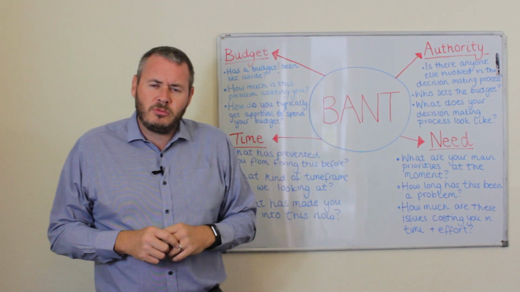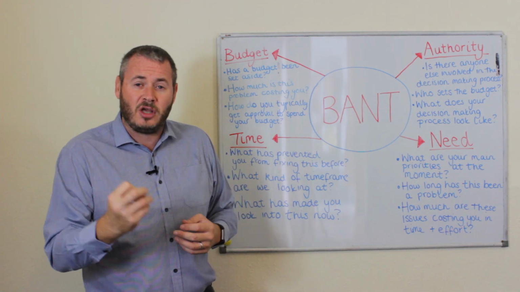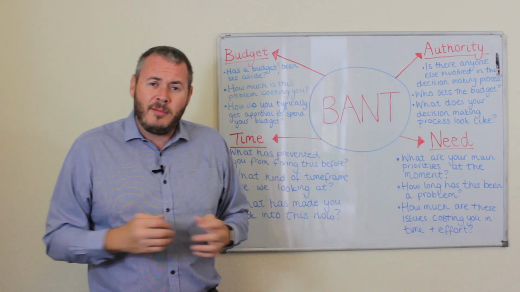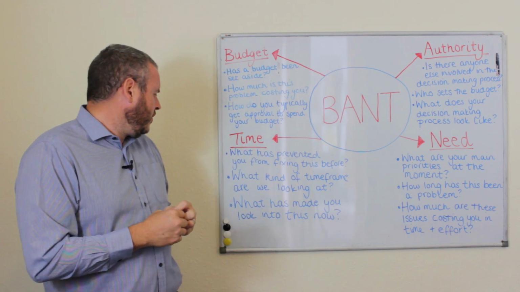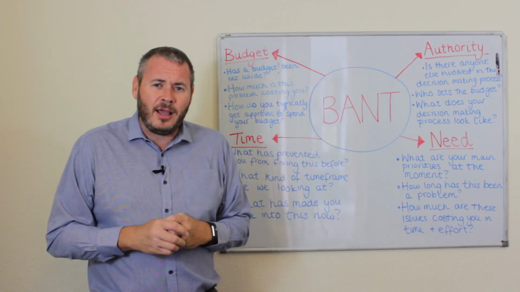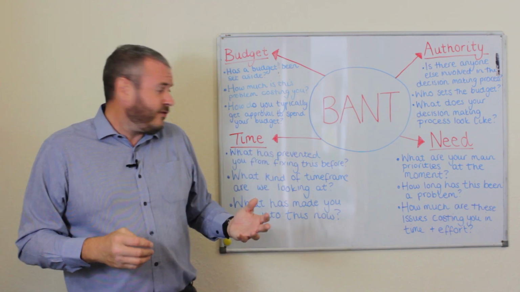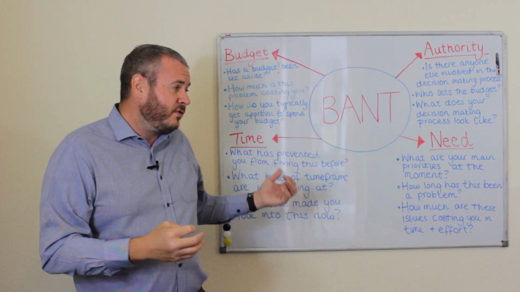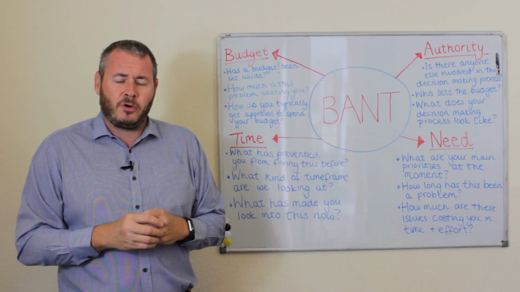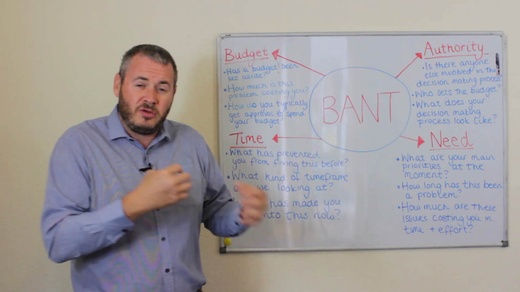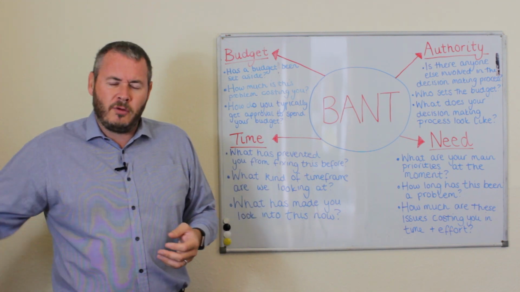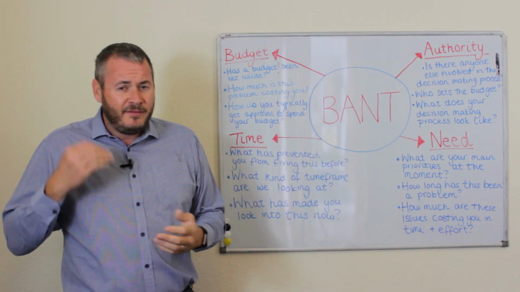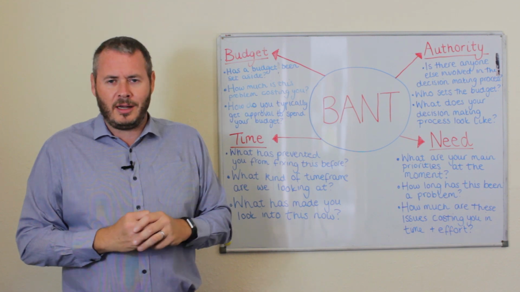So maybe look at some questions that you can ask to be able to clarify the timescales that your prospect's working with. Questions such as, what kind of time frame are we looking at here to get this problem resolved? Or what has made you look into this now? Or what has prevented you from fixing this before? So look at the elements that are involved in the prospect's mind around the timing of the project. What's causing them to actually want to do this now? What's making them think this can wait for a period of time? And I always believe the time is very well linked with the need and the problem. If it's a pressing problem, they're going to want to act upon it quite quickly.